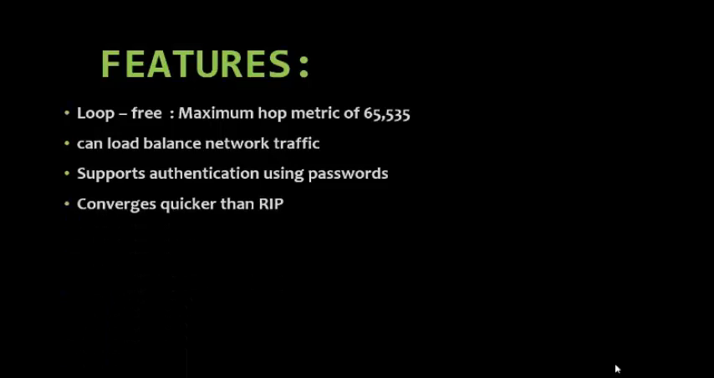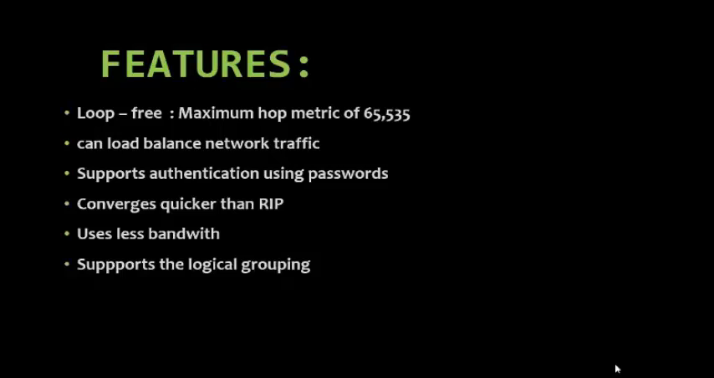It converges quicker than RIP, since routing updates are sent immediately instead of periodically. It uses less bandwidth since transmission takes place only when routing changes occur. It supports the logical grouping of network segments into areas. It announces routes outside of an autonomous system within the autonomous system so that it can calculate cost to reach outside networks.